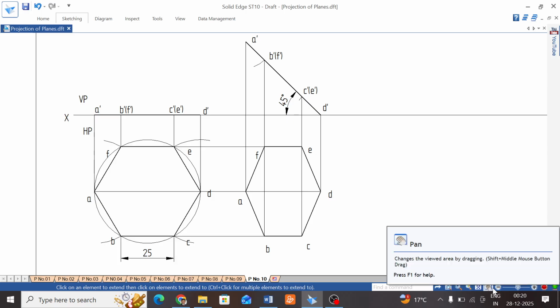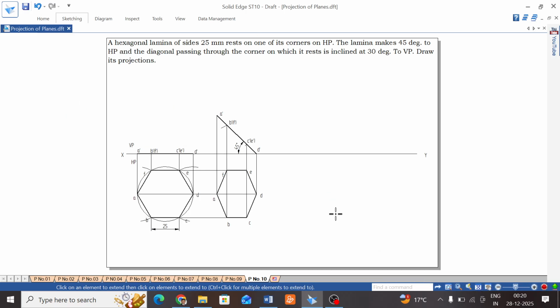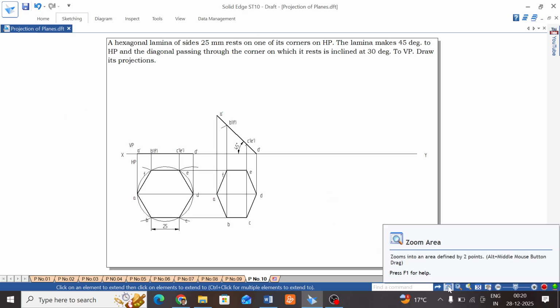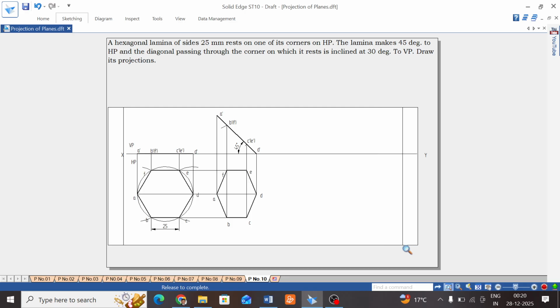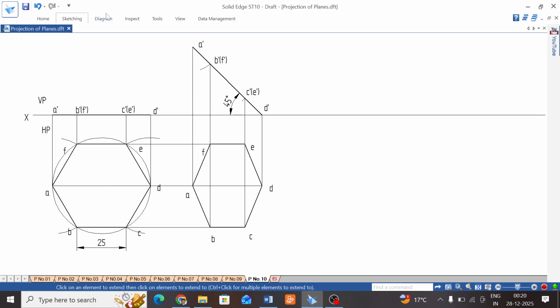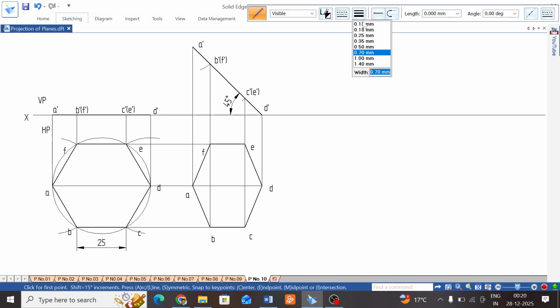Now measure the original lamina horizontal distance and the apparent lamina horizontal distance. According to the problem, the angle to VP is given as 30 degrees. Draw a 30 degree line. You can draw towards the right side or towards the left side. Any side you can construct this 30 degrees.